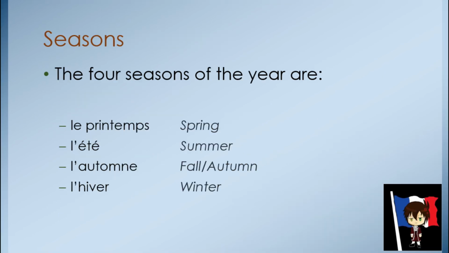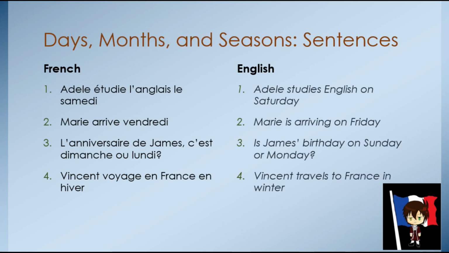For the seasons, we have 4 seasons of the year. So, for spring, that's printemps, le printemps. For summer, l'été. And for fall or autumn, that's l'automne. And lastly, for winter, that's l'hiver. Let's see some example sentences.